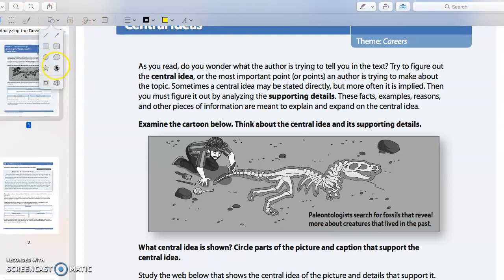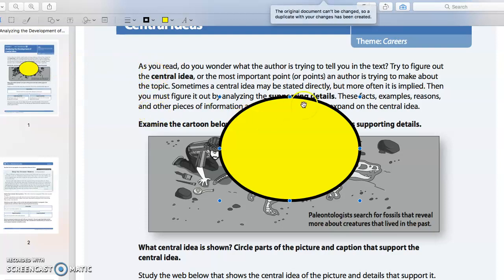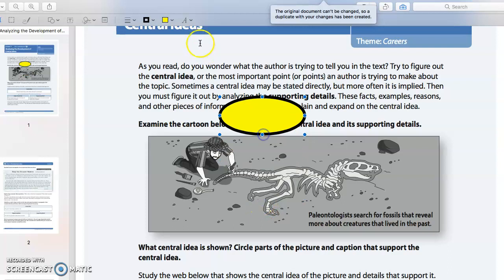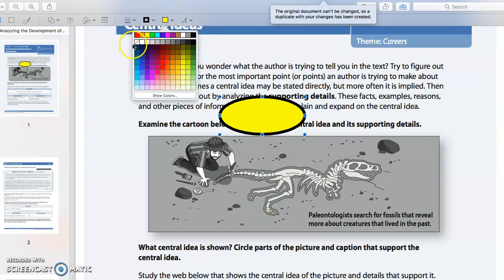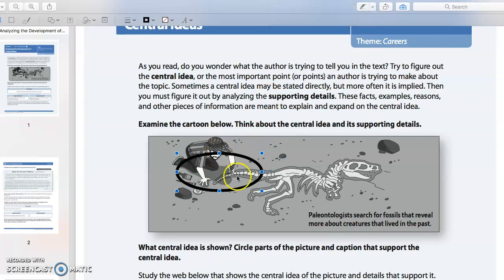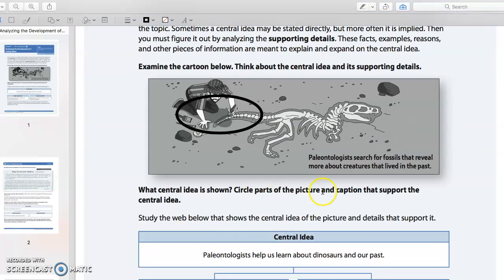Just take a little, yeah, mine's yellow, yours does not have to be yellow, it can be see-through, but just take a little circle and you're going to want to circle it. Here we go. This area is going to be the main idea. Okay, circle the parts of the picture and caption that support the central idea.